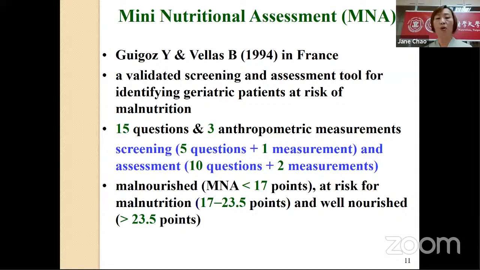So it's a more complete questionnaire compared with the Determine Your Nutritional Health Nutritional Risk Index. So there are a total of 18 questions. And finally, they will get the scores, divided into three categories. The first category is malnourished, if the MNA score is less than 17 points. The second category is at risk for malnutrition, if the MNA score is between 17 and 23.5 points. So you can see they have 0.5 points.